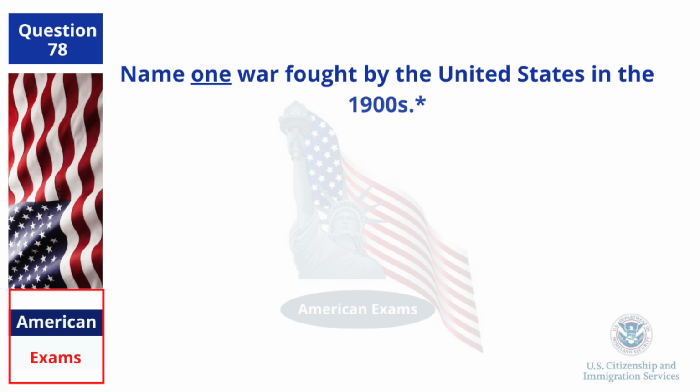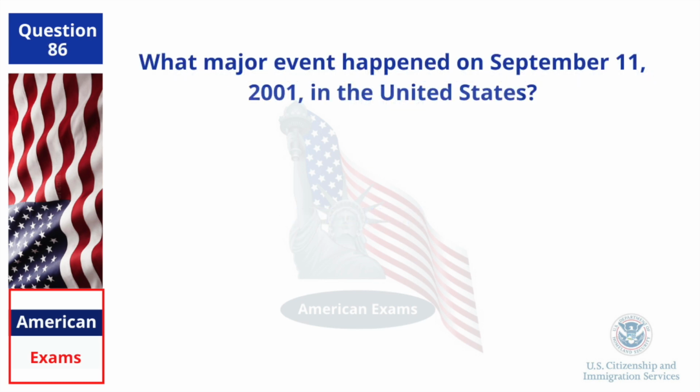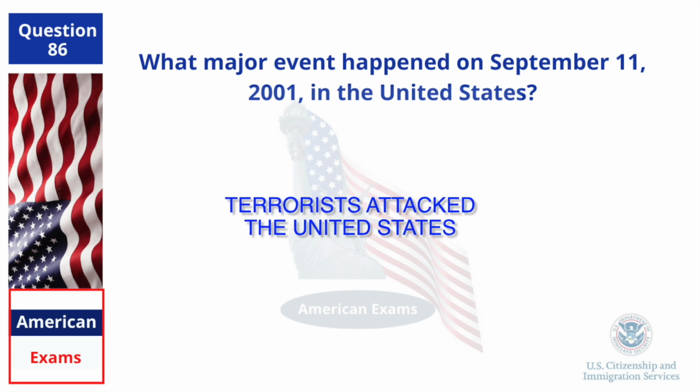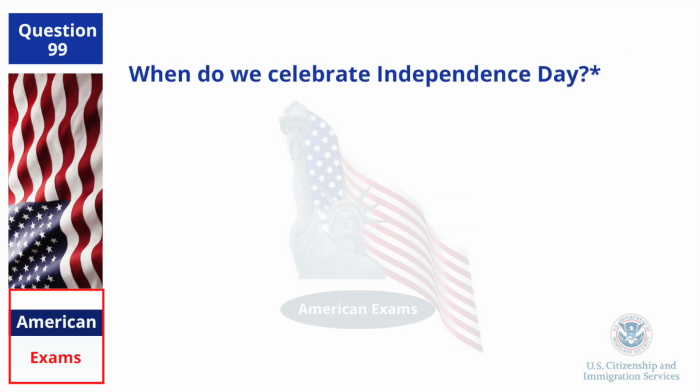Name one war fought by the United States in the 1900s. World War I. What major event happened on September 11, 2001 in the United States? Terrorists attacked the United States. When do we celebrate Independence Day? July 4th.